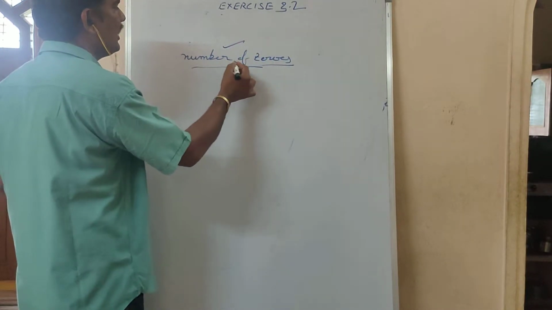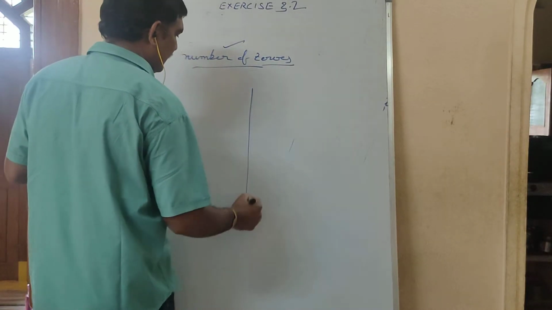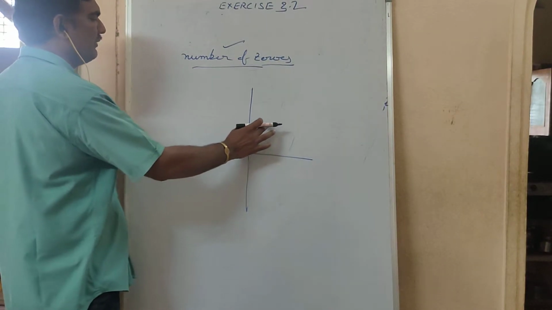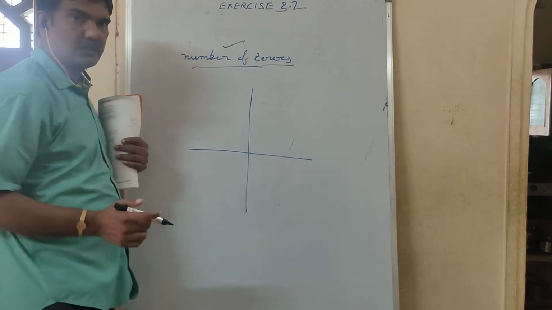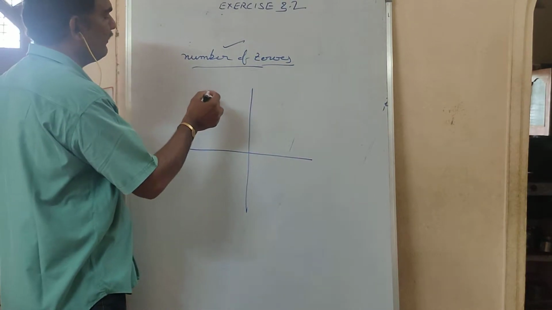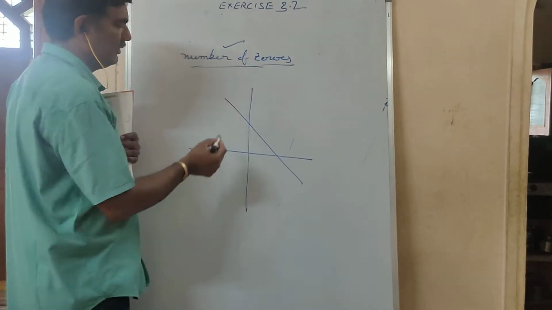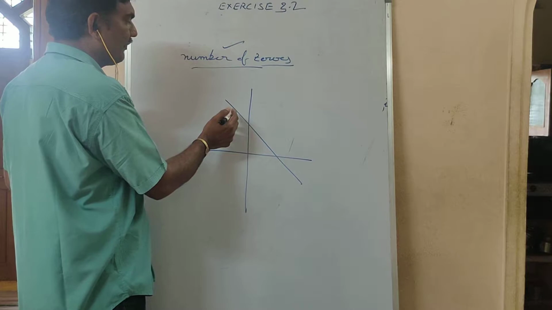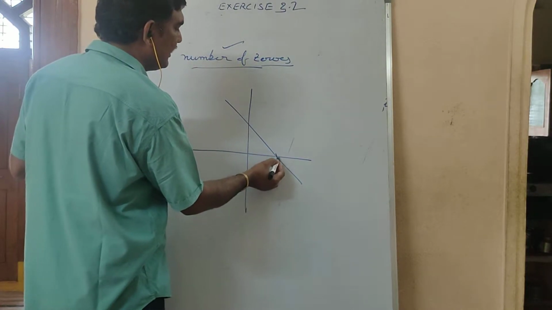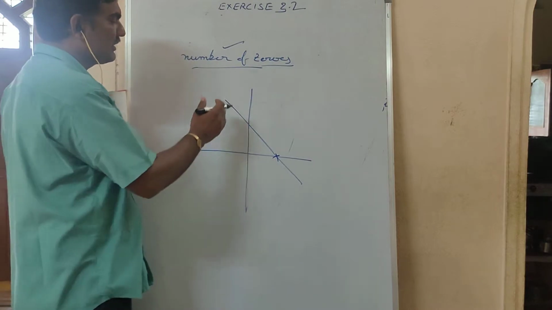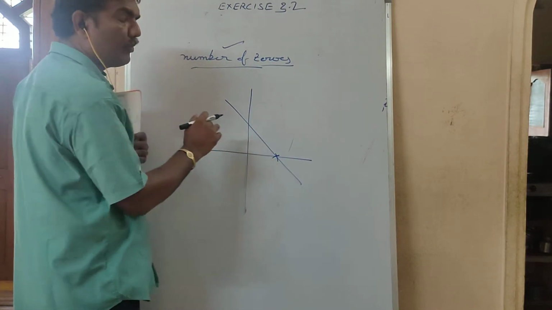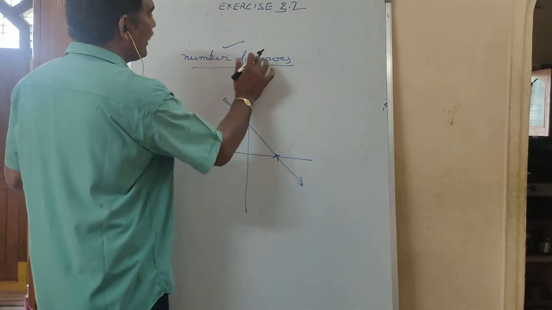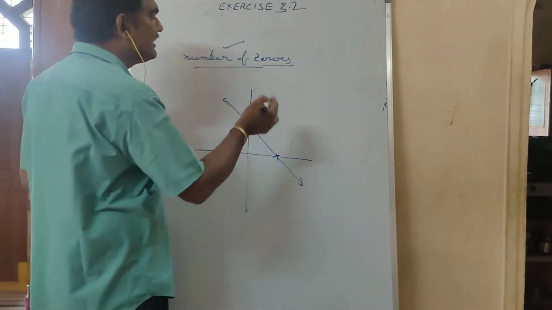So first, what are the number of zeros? We'll see. If it is a plane, the plane will be divided into 4 quadrants: first quadrant, second quadrant, third quadrant, fourth quadrant. So a linear equation graph will be like a straight line. This straight line will meet the x-axis at only one point. Means for any linear equation, the number of zeros will be 1. Maybe 0 also will be there.